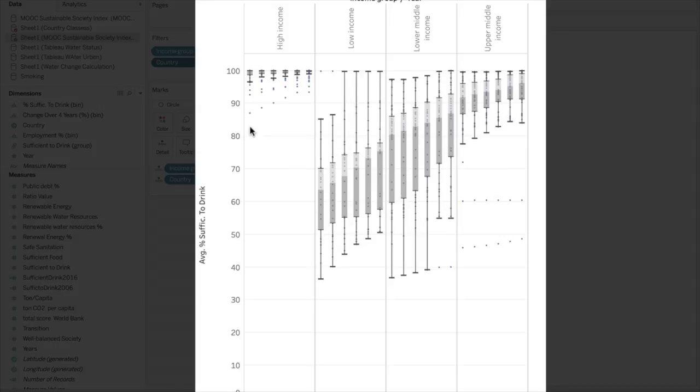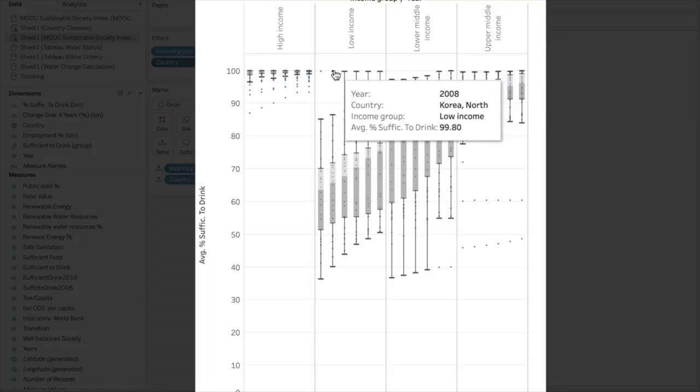Why is that? What reporting can you do that might tell you a little bit about that, and how is it related to water and equity? These outliers are very interesting. Turkmenistan and Angola. Why are Angola and Turkmenistan so much lower than everyone else in their upper middle income group?